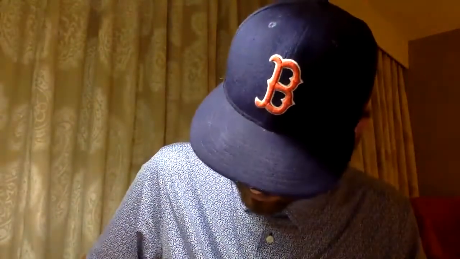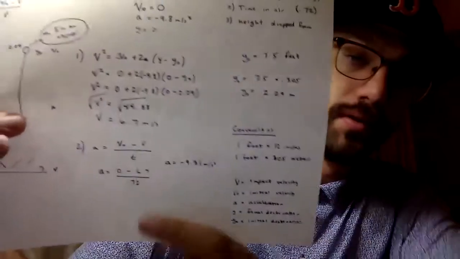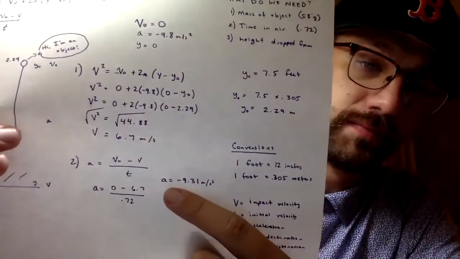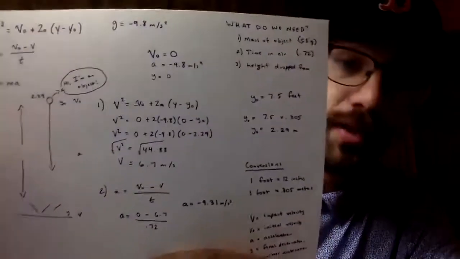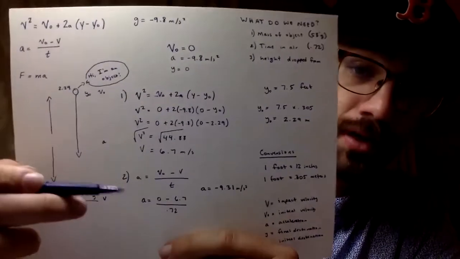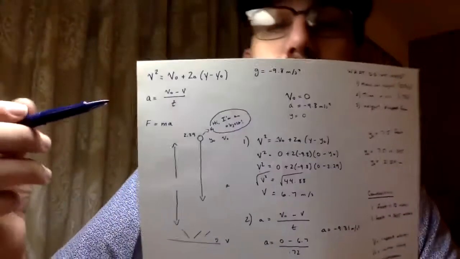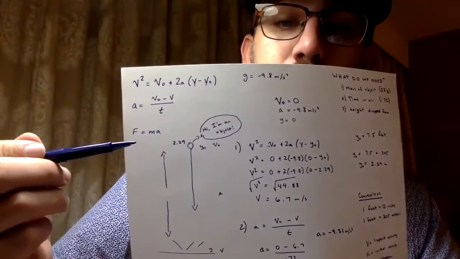And I'm going to get negative 9.31. We'll say negative 9.31. Okay, so the acceleration is equal to negative 9.31 meters per second squared. Okay. I've got my a value now. Great job, everybody. So conquered step number 1, conquered step number 2. Let's move on to step number 3, which is finding the actual force.